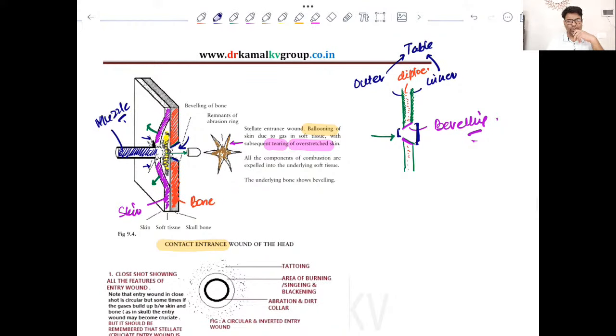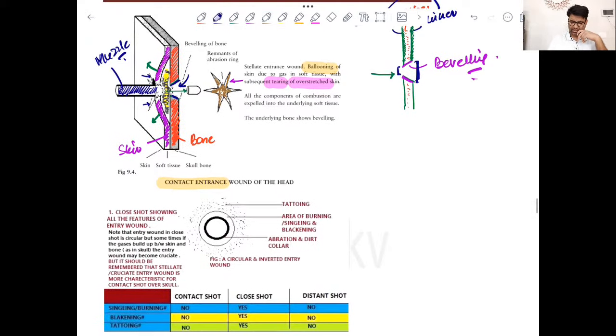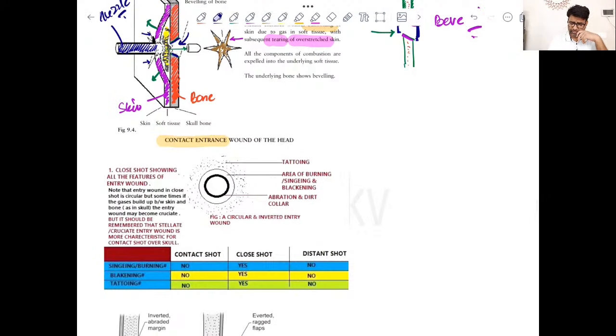I am very sure you won't miss it anyway. Now the second is the close shot, right? So the very first thing about the close shot is just look at the shape. If you look at the shape, you will see that it is circular. So one important clue is the circular shape of the wound, right?